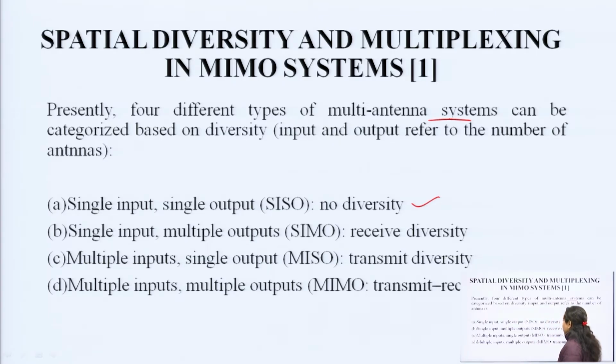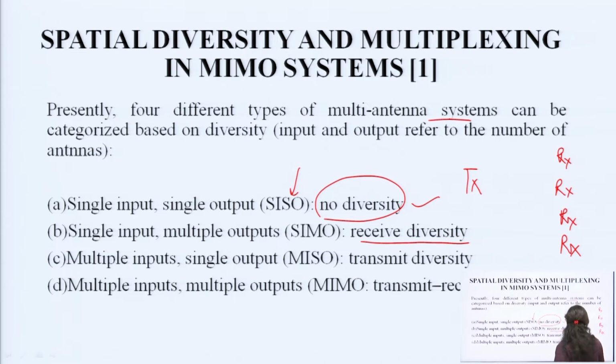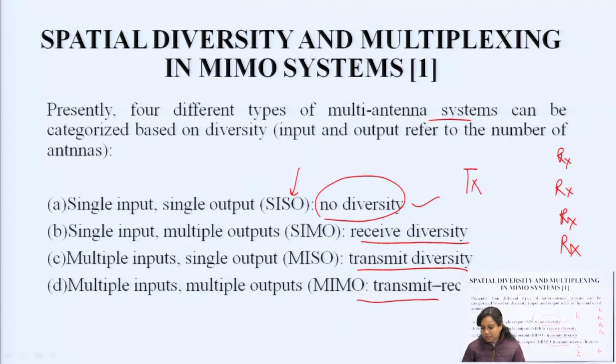In case of single input single output, that is SISO, there is no diversity. In case of single input multiple output, there is a single transmitter and more than one receiver. These multiple receivers are known as receive diversity. When more than one transmitter is there, like 3 transmitters and 1 receiver, that is known as transmit diversity, which means more than one antenna is connected at the transmitter side. When more than one antenna is connected at the transmitter as well as the receiver side, that is known as MIMO or transmit receive diversity. So, these are the different diversity techniques.